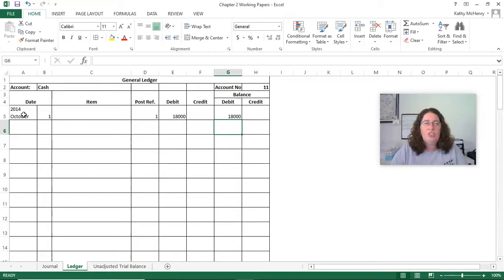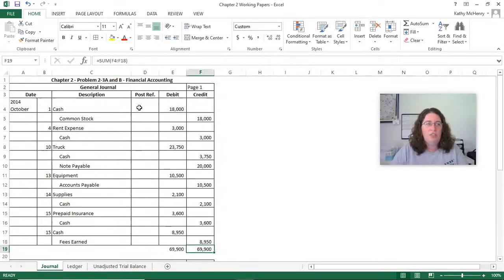Okay. Again, I just copied it over October 1st. This is the page number of my journal, 18,000, copied over to 18,000. I'm now going to take this number 11. I'm going to go back to my journal, and in the post reference, I'm going to type in that number 11. So it's a checks and balances.